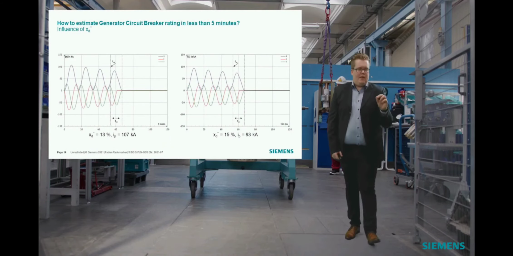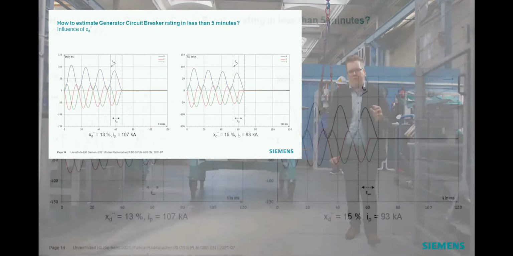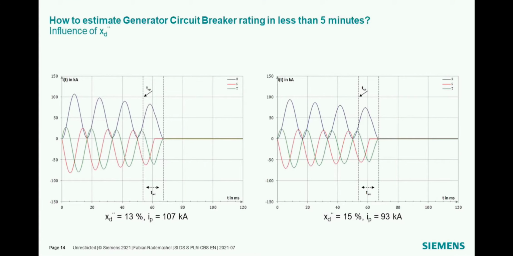Actually, I want to highlight 2 parameters which are really important for generator circuit breaker dimensioning. First of all, it's the subtransient reactance of the generator itself. The subtransient reactance will influence the peak current and it will influence the breaking current which is needed for the generator circuit breakers. So I have 2 examples here. The first example is having a subtransient reactance of 30%, leading to a peak current of 107 kA. On the other hand, we only see a slightly lower subtransient reactance of 15%, and we already have a lower peak current by 14 kA.